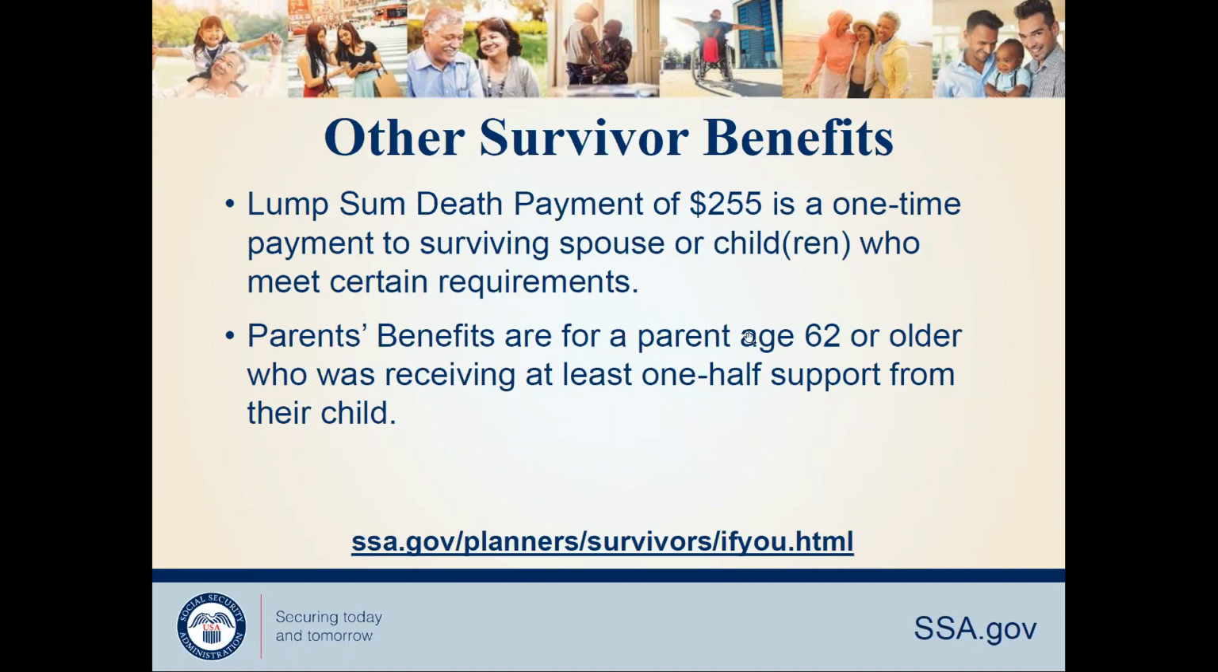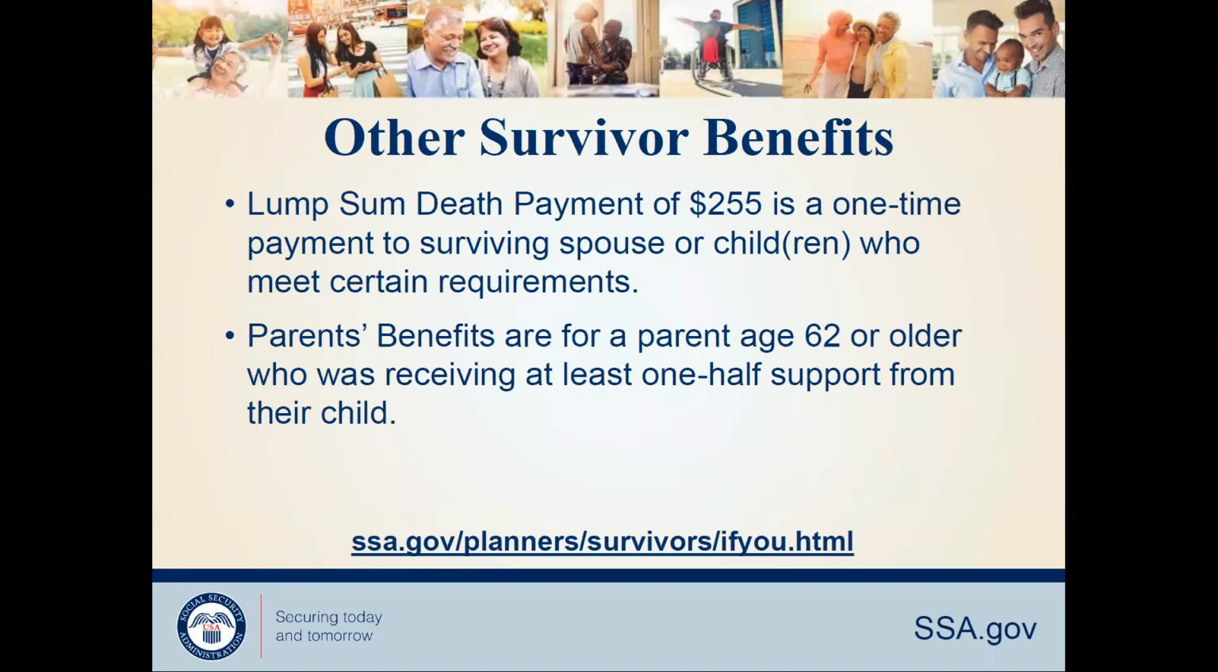Other survivor benefits. We also have two other types of survivor benefits. First, a surviving spouse or child may receive a one-time lump sum death payment of $255 if they meet certain requirements. You may have seen misleading TV advertising that implies that the only benefit payable is the lump sum death payment, when in fact there may be a monthly widow or widower, or child benefit available.